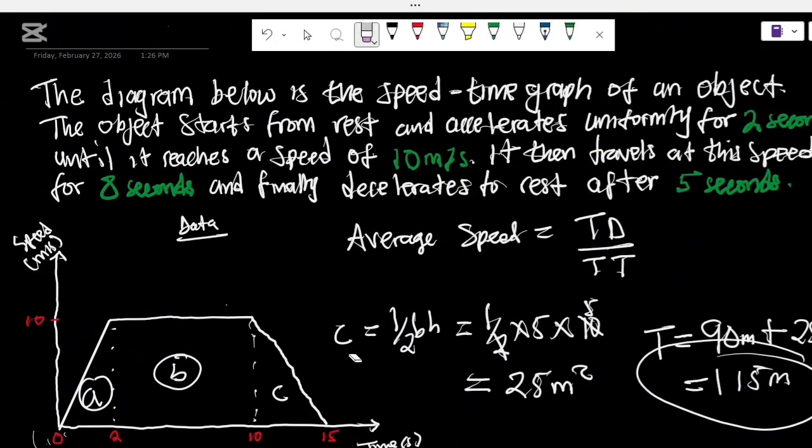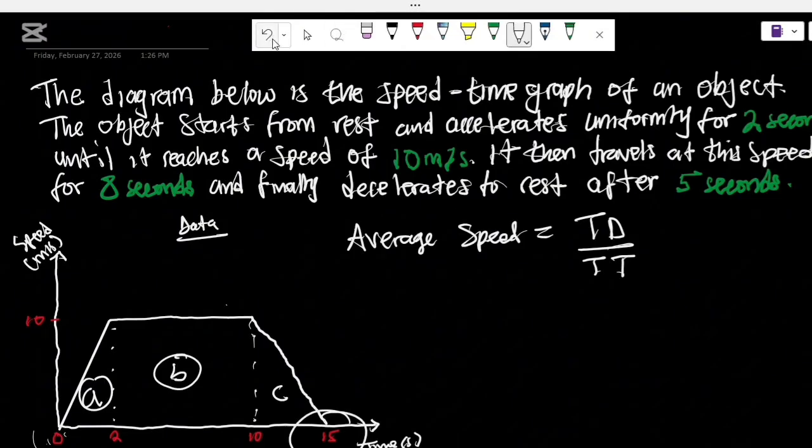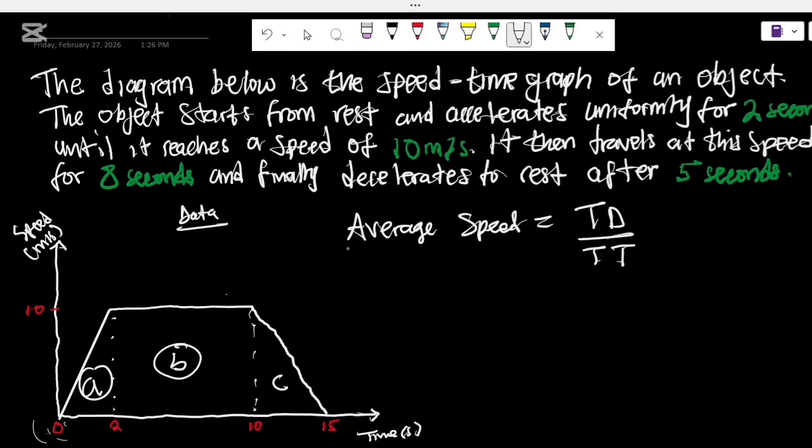So we can go ahead and find the total time taken. Notice that we've been given the total time taken here. All you have to do is just look at the time here. This is the total time taken. So the total time taken is actually 15. So the total distance is 115 meters and the total time taken is 15 seconds.